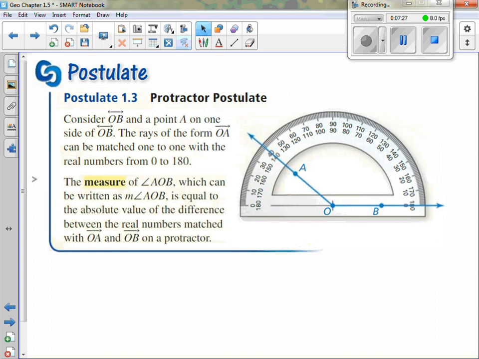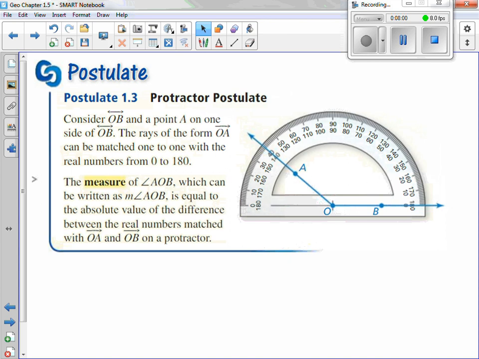Consider point B on one side of line OB. The ray of the form OA can be matched one to one with the real numbers from 0 to 180. The measure of angle OAB, written as little m, is equal to the absolute value of the difference between the real numbers matched with ray OA and OB on a protractor.